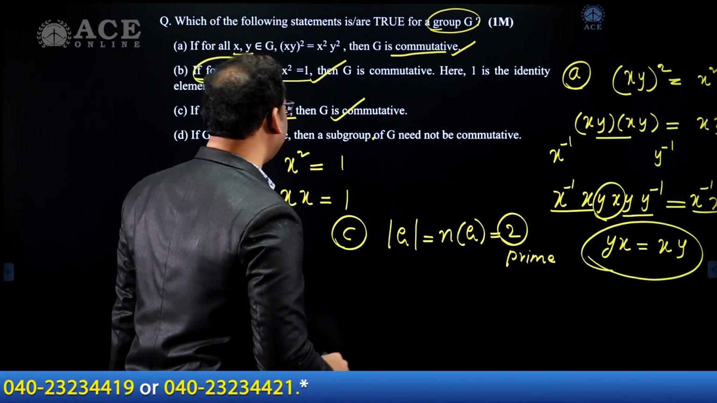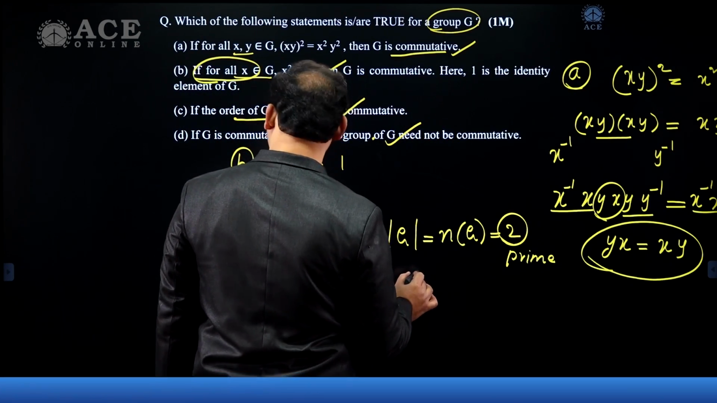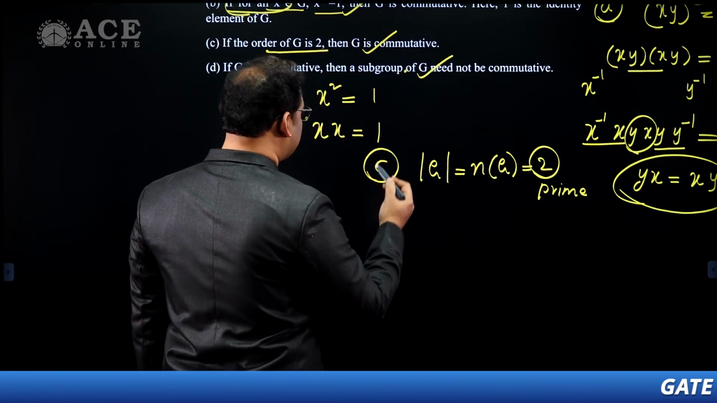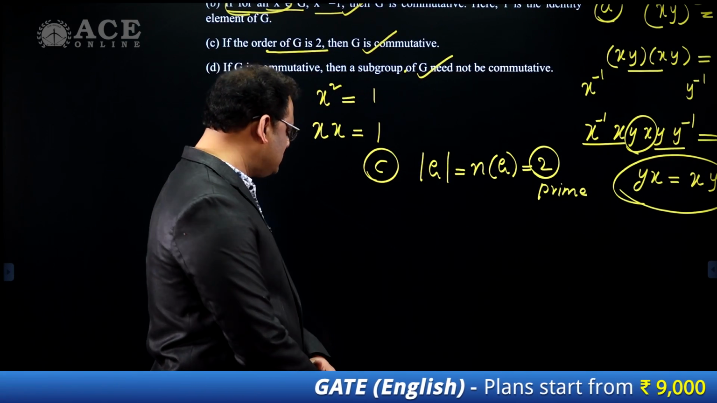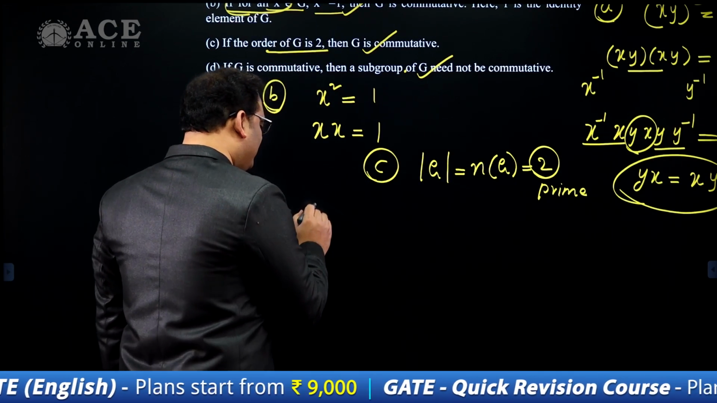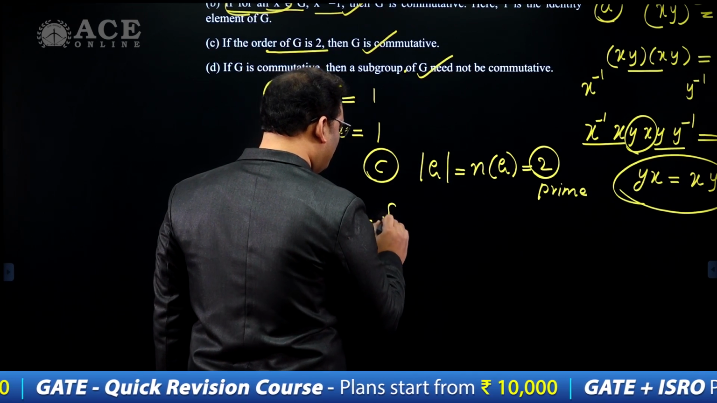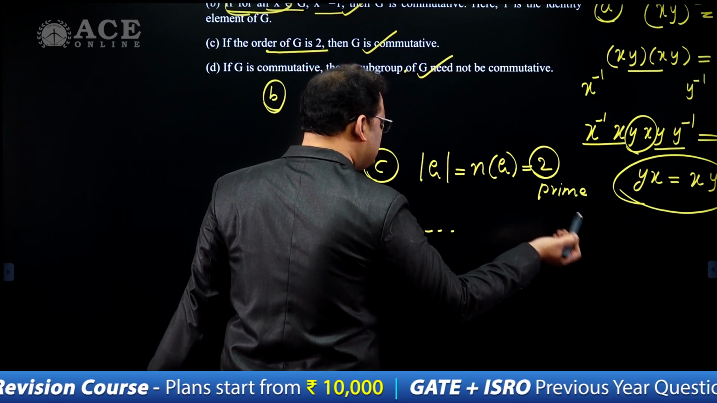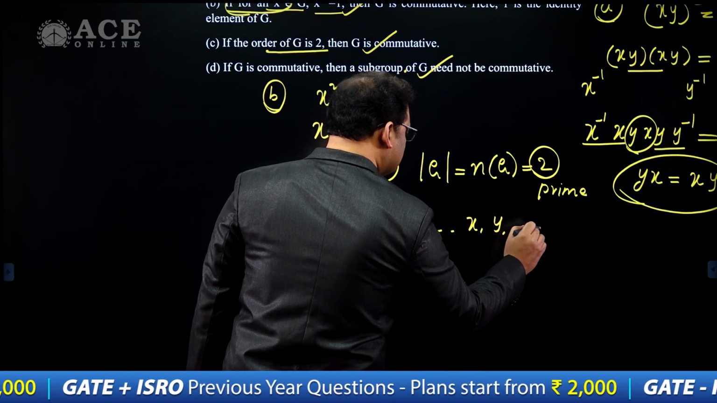Now I want to enter into option D. What does this statement talk about? G is commutative, then a subgroup of G need not be commutative. How, sir? How is it possible? It is not at all possible. Let us discuss. I want to discuss option D here. There is a group G, so let us take some elements like A, B or X, Y in this group.